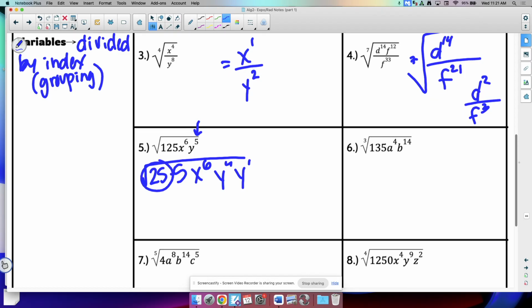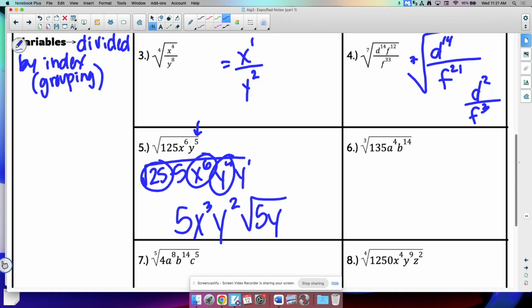What's the square root of 25? Can we take the square root of 5? No, so it's stuck. X to the 6th. What will that turn into when it comes out? X to the 3rd. Because again, we're taking out groups of 2. 6 divided by 2 is 3. Y to the 4th, how many groups of 2 come out of 4? What is still stuck on the inside? 5, and then the y1.